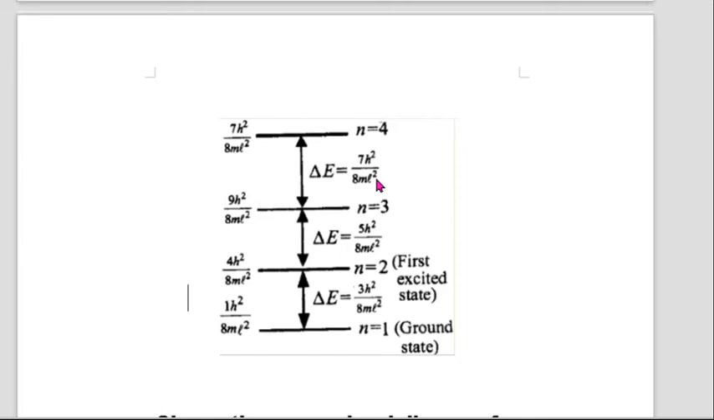So what happens? The difference between 2 consecutive levels increases as we move up in the quantum ladder. That is, as we increase the quantum number, the energy increases and the difference between the 2 consecutive levels also increases. That is the nature of the 1D box.